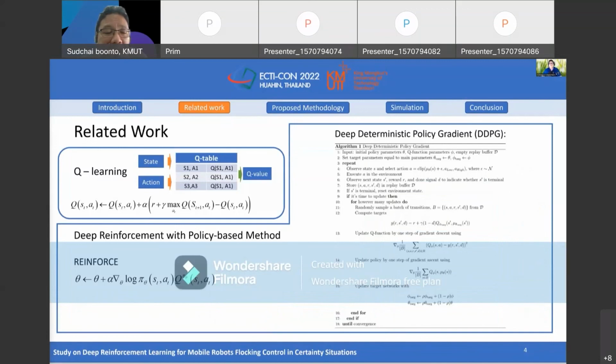In 1992, Watkins proposed the Q-learning model of reinforcement learning. The agent's selected action and the current condition of the environment are used to store the Q-value. And in 2010, James Peters proposed REINFORCE, a Monte Carlo policy gradient algorithm in reinforcement learning, where the agent uses the policy to collect sample episodes.